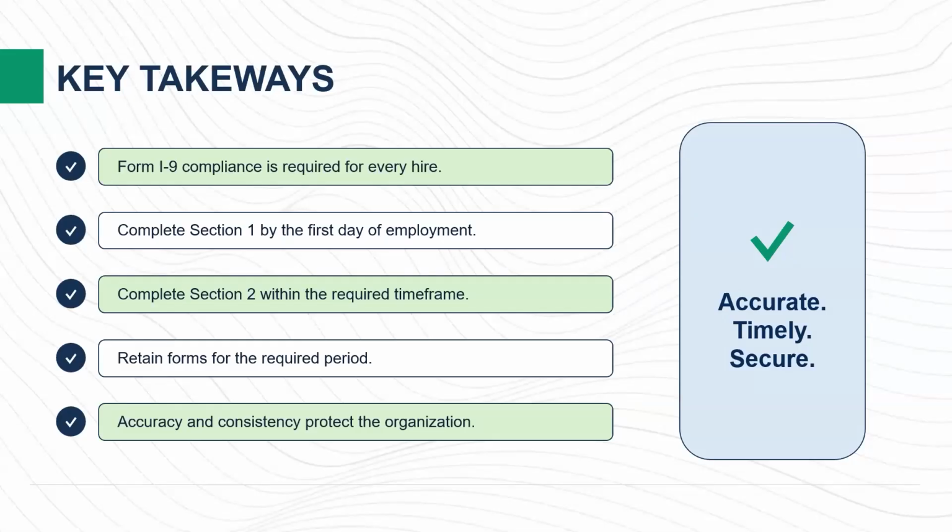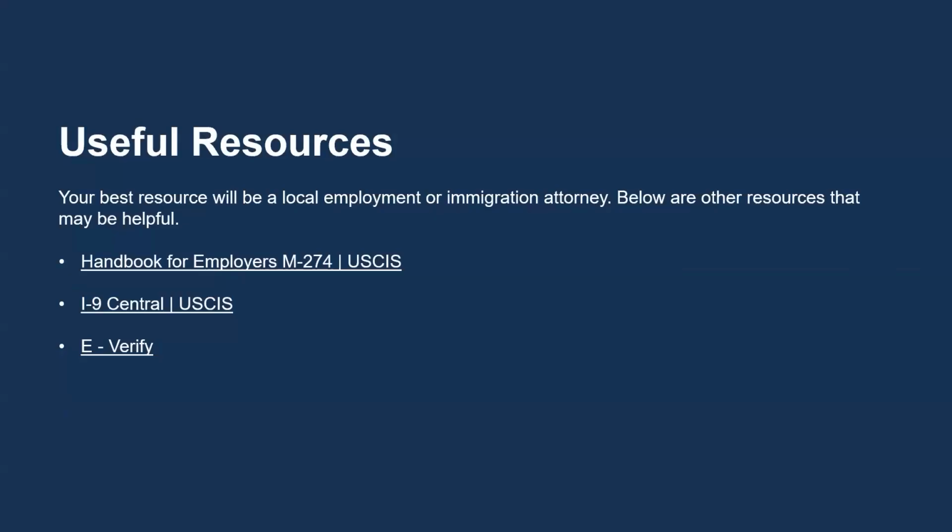Okay. So remember, I-9, every hire, period. Complete Section 1 by their first day of employment. You complete Section 2 by the third day. You're going to retain the forms for the required period, and then you're going to be accurate and then consult an immigration employer attorney if needed.